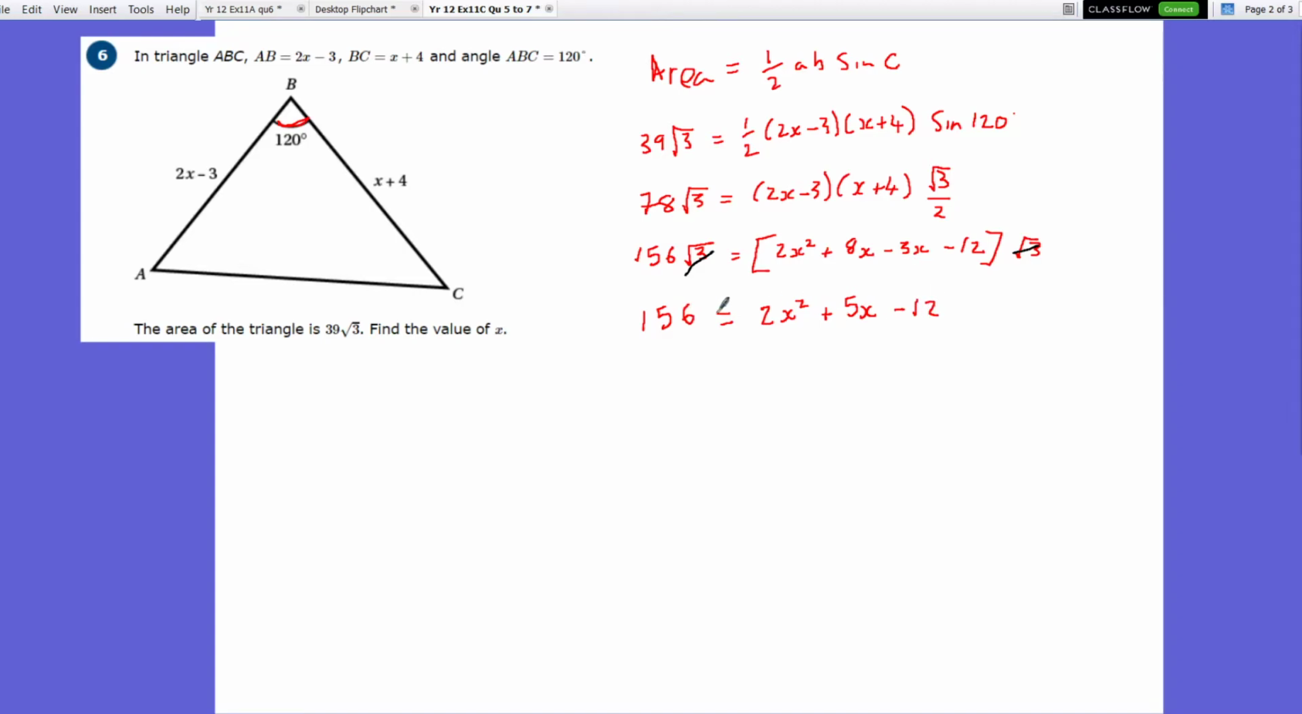I'm going to take this 156 to the other side, and that's going to become a minus 156. So I'm going to end up with a quadratic that says 2x squared plus 5x. Now, if I do minus 12 and I subtract 156 from that, I'll end up with minus 168. That's going to equal 0.